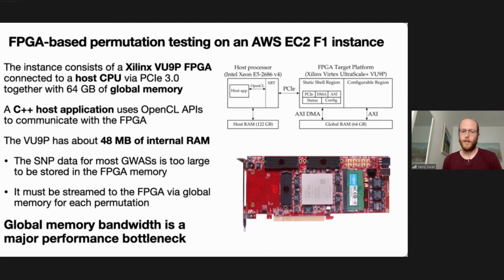The instance also has 64 gigabytes of global memory, which is memory that is accessible by both the host CPU and the FPGA. The VU9P has about 48 megabytes of internal RAM, and the SNP data for most GWASs is too large to store in the FPGA memory, so it has to be streamed to the FPGA via global memory for each permutation. Global memory is therefore a major performance bottleneck. The design of the FPGA therefore focuses on minimizing the performance impact of transferring data via global memory.